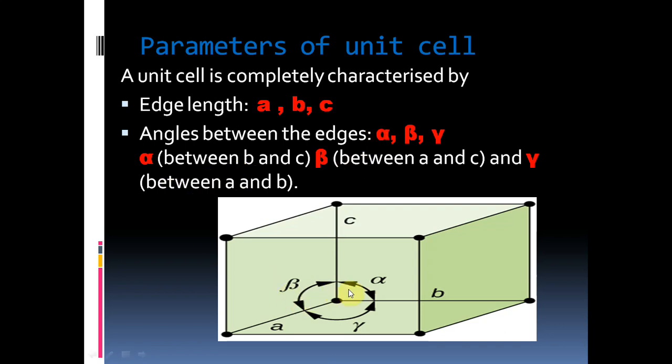Alpha is the angle between B and C. Beta is the angle between A and C, and gamma is the angle between A and B. So, the parameters to completely describe a unit cell are the edge lengths A, B, C and the angles made between them, that is alpha, beta and gamma.